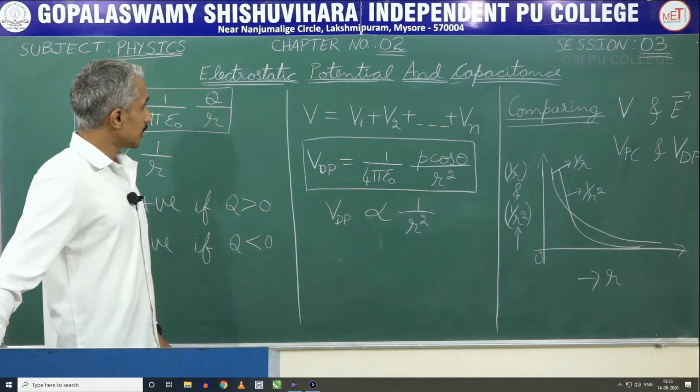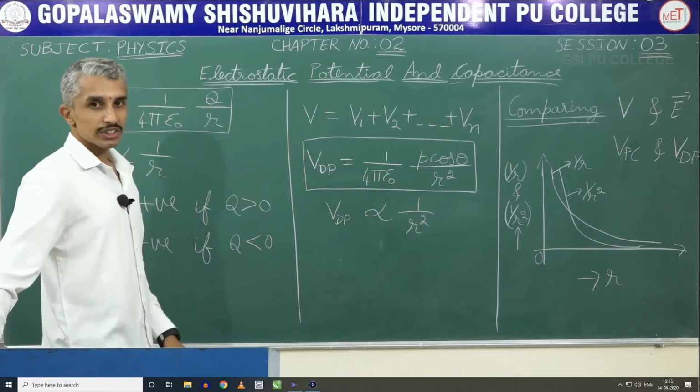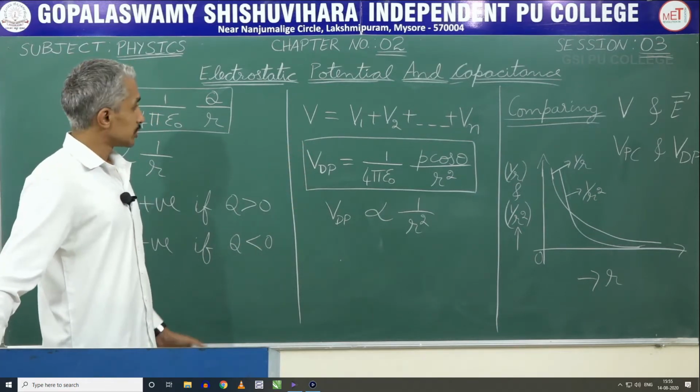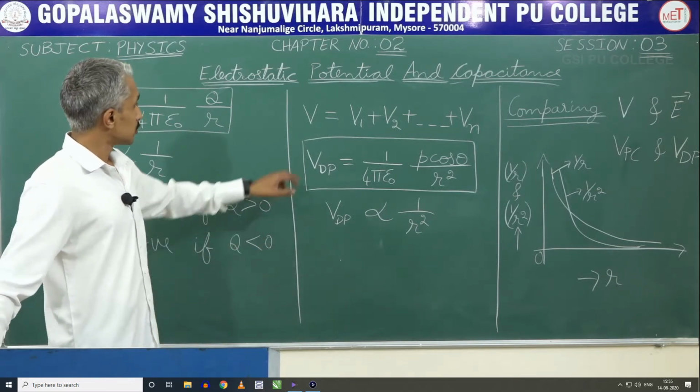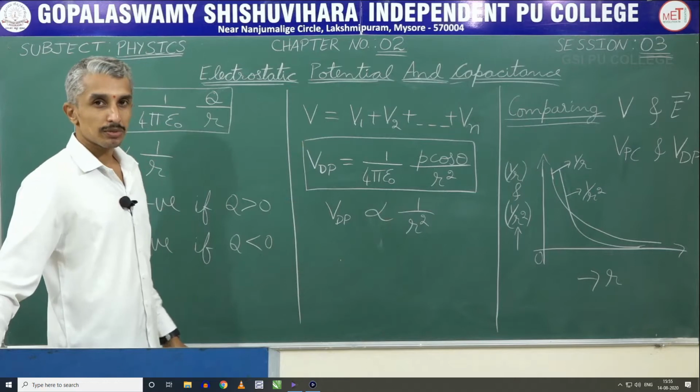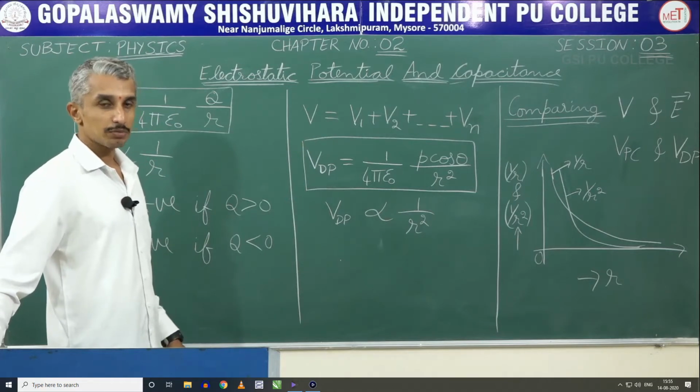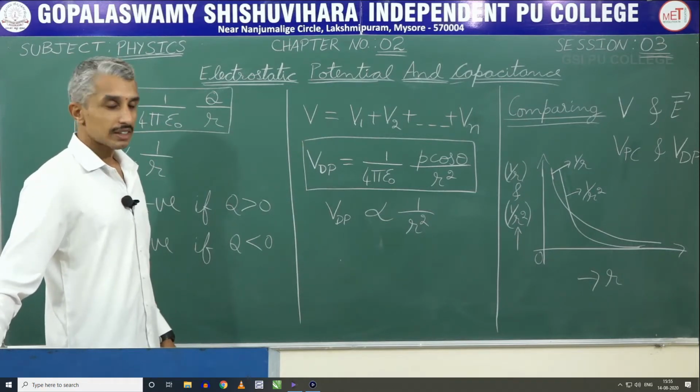Then we had learnt the potential due to a system of charges. It is given by the law of superposition, or superposition principle. So the potential at a point due to a system of charges is going to be the algebraic sum of potentials due to individual charges.